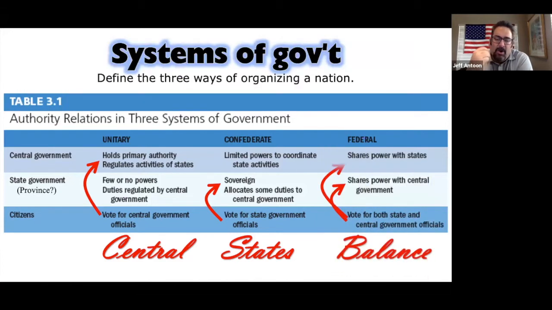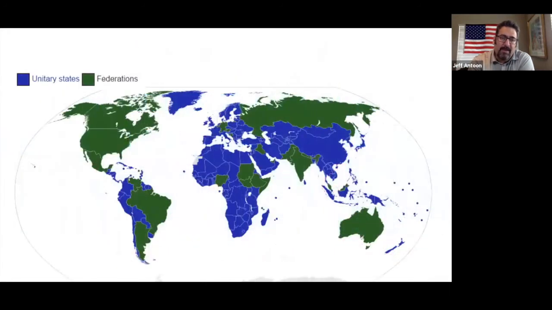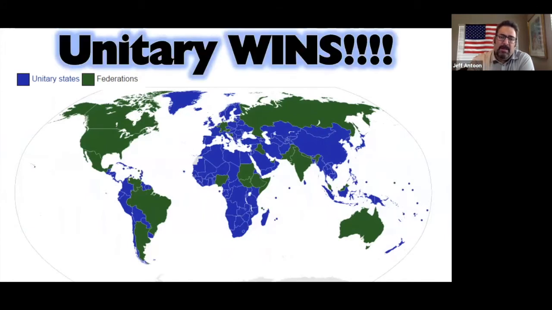And lastly, it's ours. It's a balance. We actually have to vote more because we vote for people in our state, as well as local and our federal, or national, government. When you look at this map of who has more unitary or federations today, obviously unitary wins because most countries aren't big. Sorry about the sound. Since they're not big, it's easier for those countries to be controlled by that central form only.